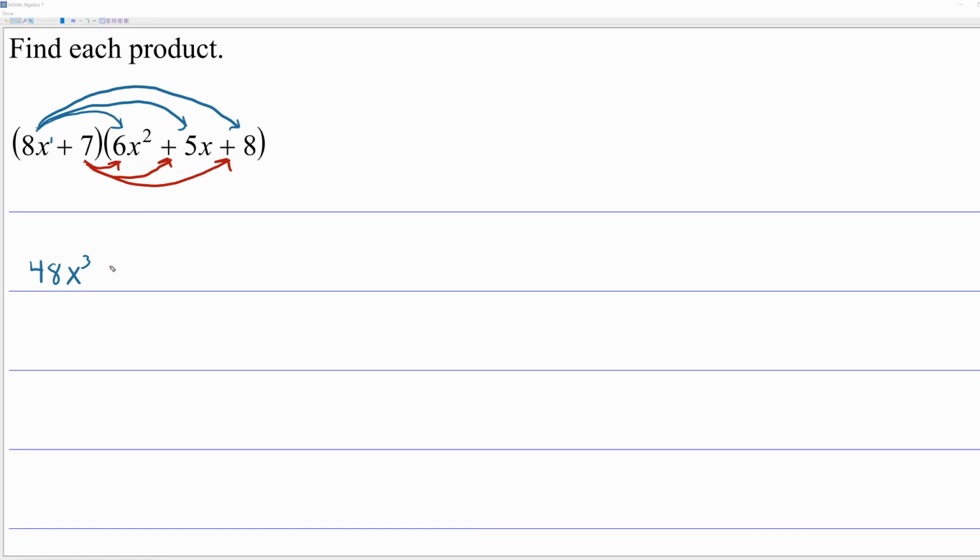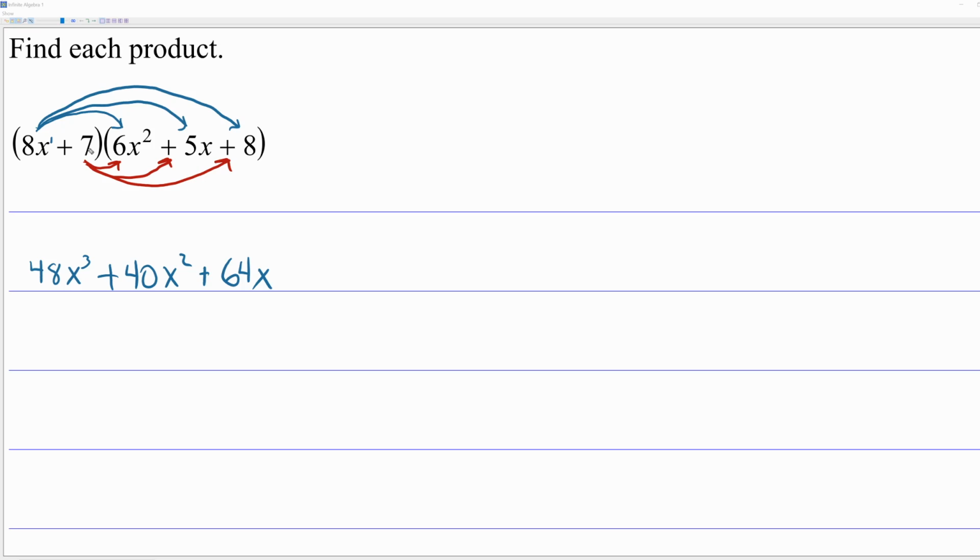Now follow the second arrow. 8 times 5 is 40. X times x is x squared. Now follow the third arrow. 8 times 8 is 64. And we have this x, there are no x terms here, so it's just 64x. That's the blue arrows. And now let's follow the red arrows, doing exactly the same thing.